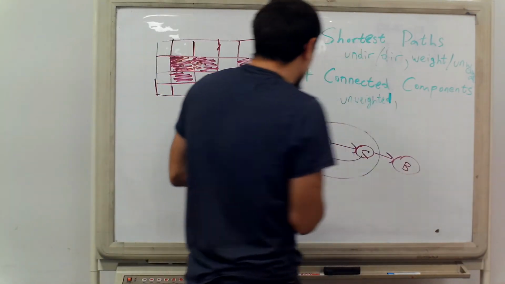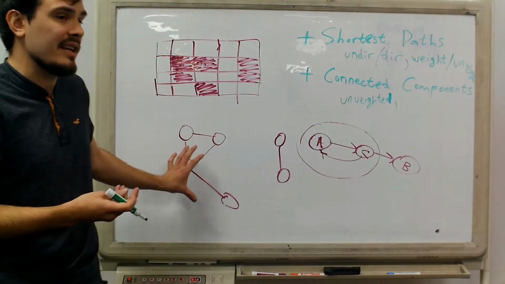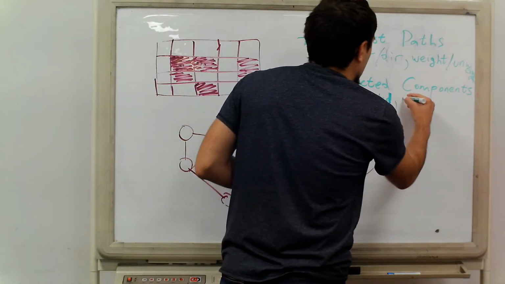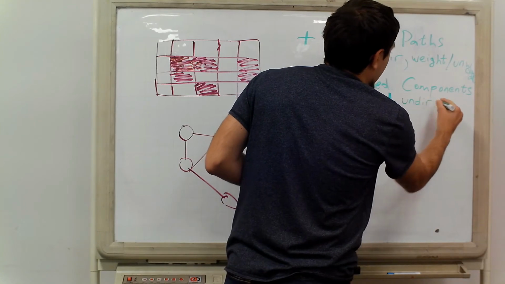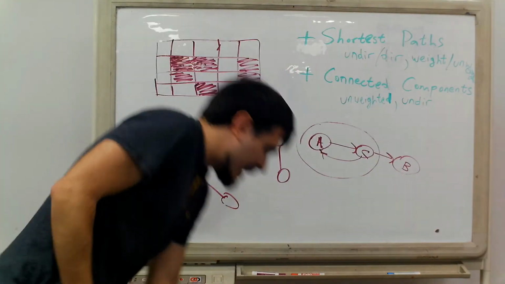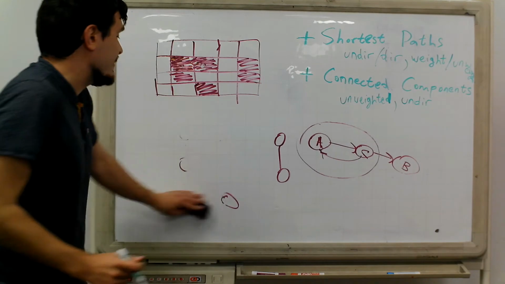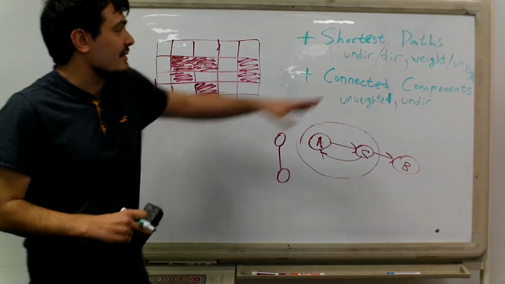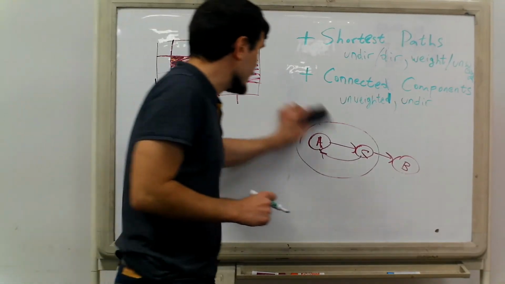So, for the most part, for the standard definition of what it means to be connected, this only makes sense for undirected, unweighted graphs. And this will actually be solved by the same algorithm, BFS, which is why BFS is so important and solves so many of these important problems.